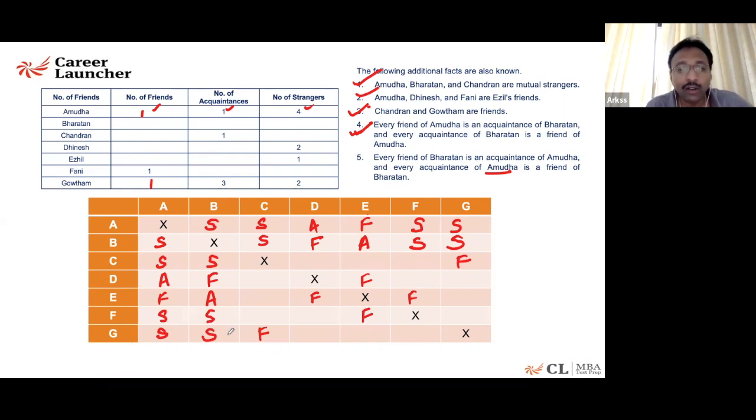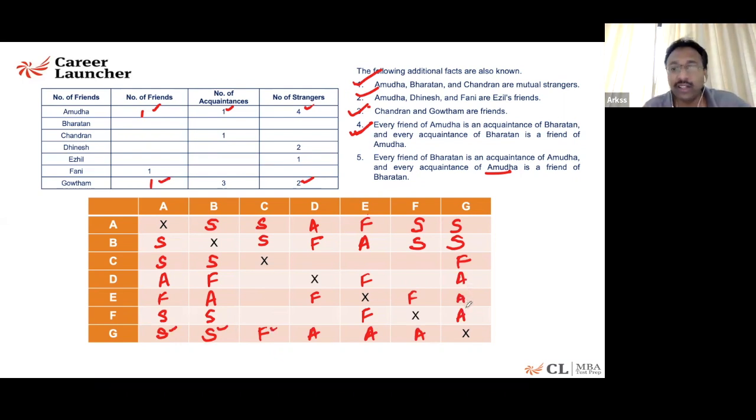Now we look at Gautam. We have one friend, two strangers. Other three have to be acquaintances. So I'll just put them as acquaintances. If these three are acquaintances, these three are acquaintances here. That is also done. Absolutely perfect.